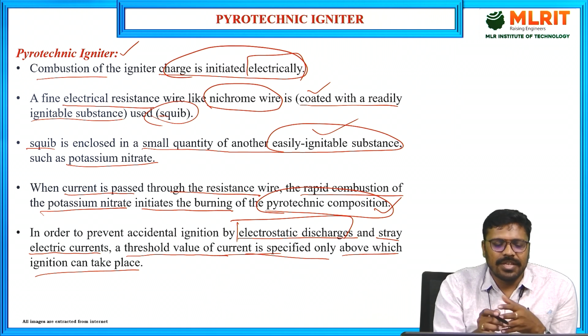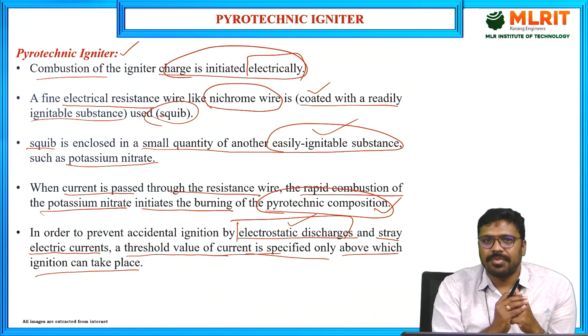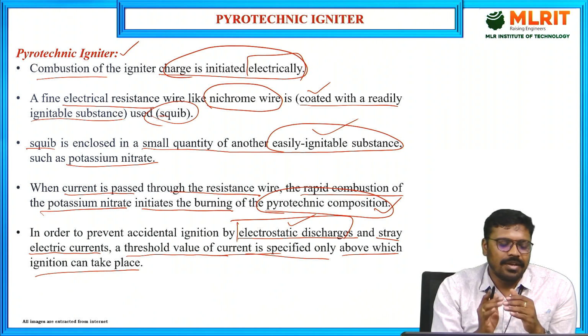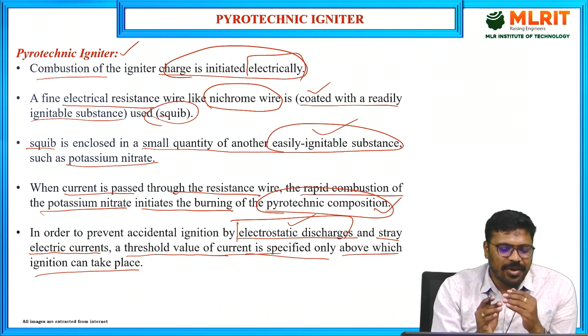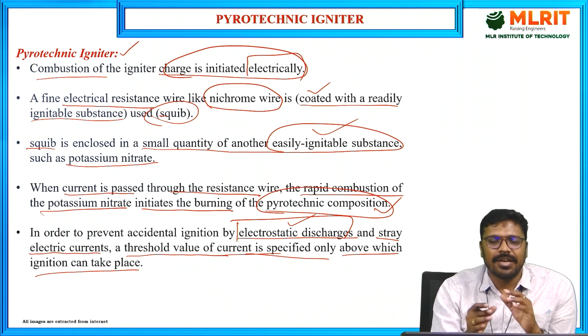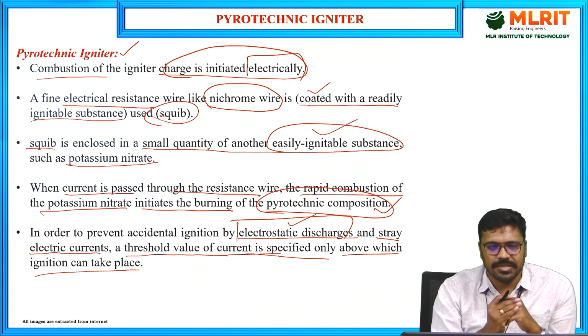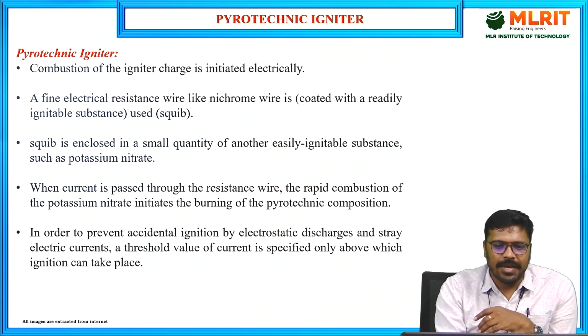So even small electric discharges will not start the ignition process. That is one preventive measure we have to take in order to avoid the accidental starting of the ignition process in the pyrotechnic igniter.